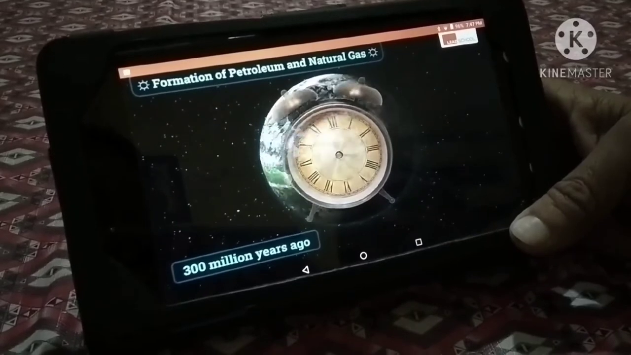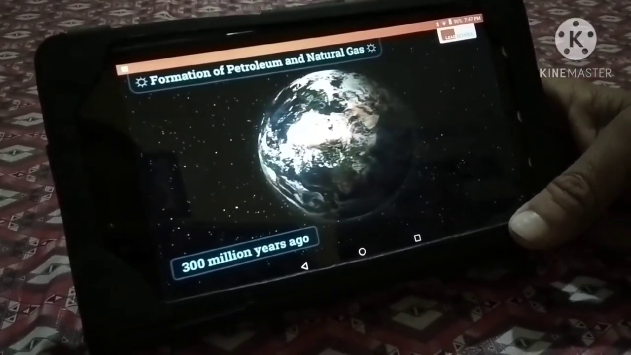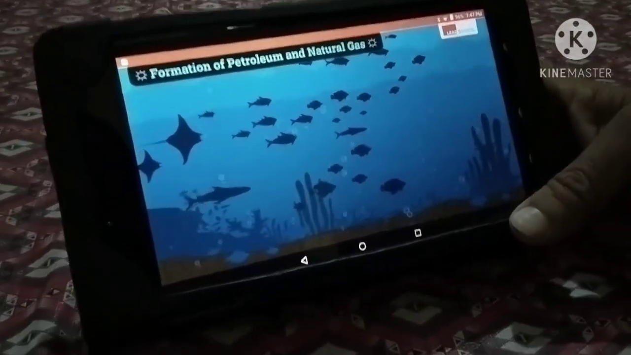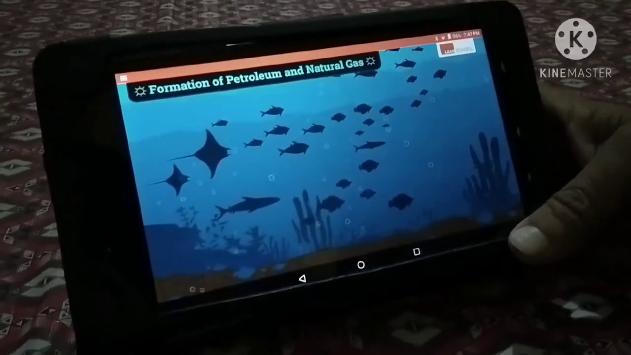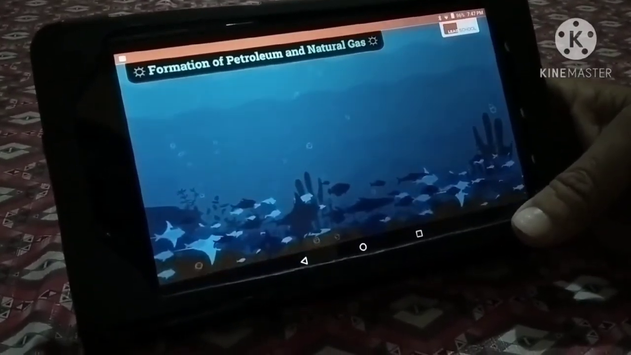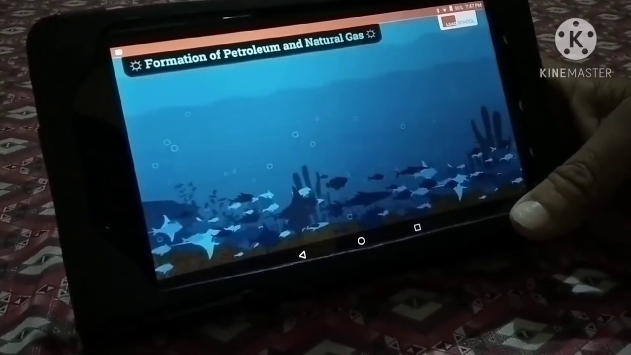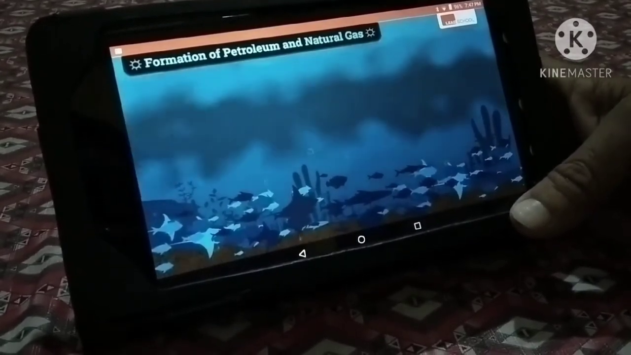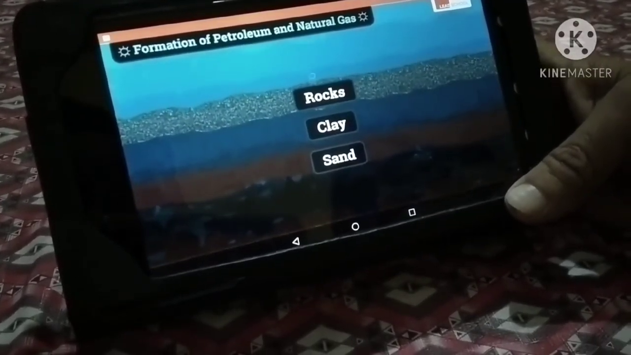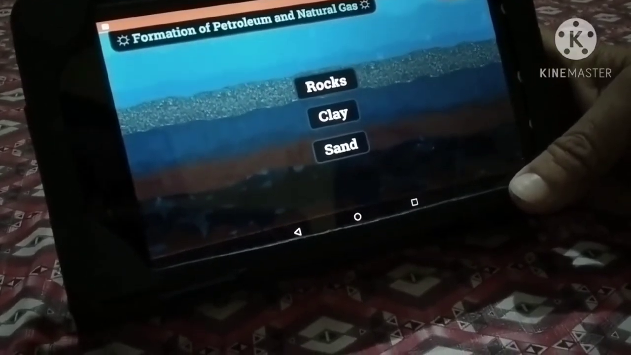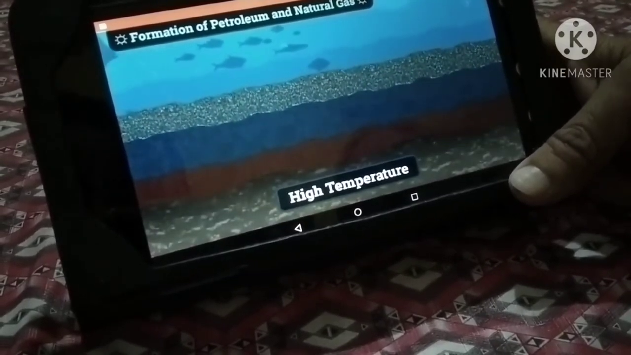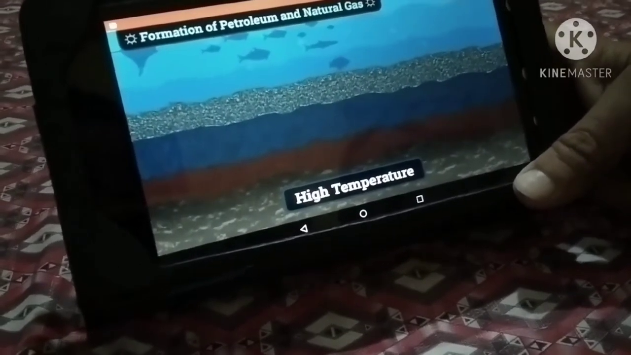Around 300 million years ago, something similar to what was happening on land was also happening inside the seas and oceans. The marine organisms, such as fish and plankton, fell on the ocean floor after they died. Over the years, they were also buried under layers of sand, clay, and rocks. These layers of sand and rocks compressed these organisms under their weight. The temperature below so many layers was also extremely high.